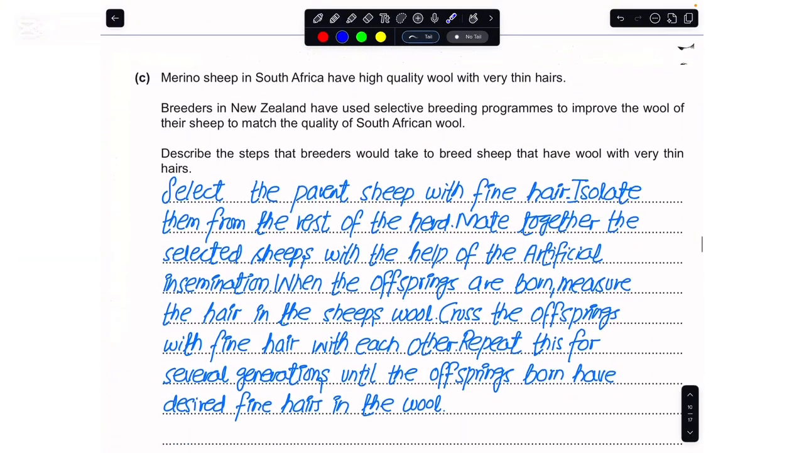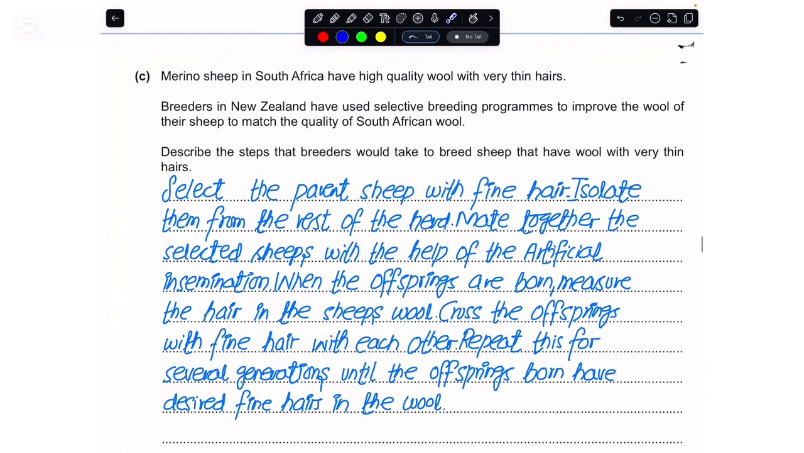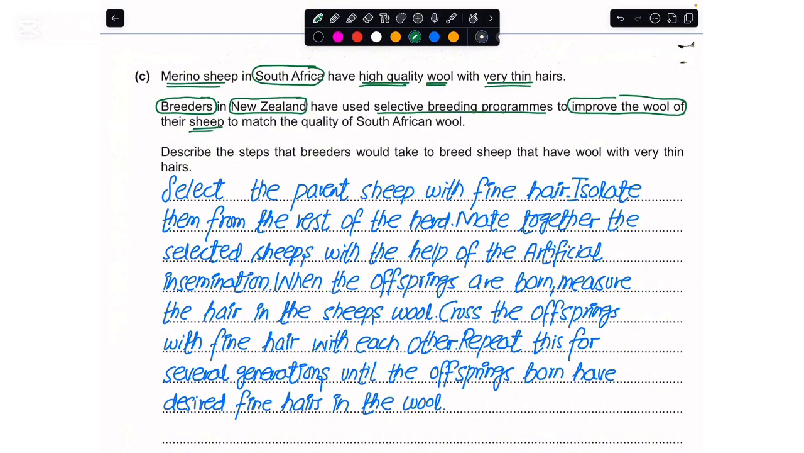If I move further, here you see the marks for this are 5, and the statement of the question goes like this: the merino sheep that we have in South Africa have high quality wool, and that wool has very thin hairs. Now they are saying that New Zealand has some breeders who rear these sheep, and they are carrying out selective breeding programs, by which they intend to improve the wool of their sheep so that it matches the quality of South African wool.